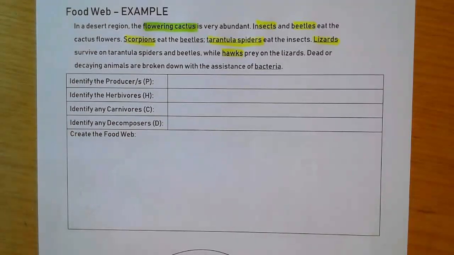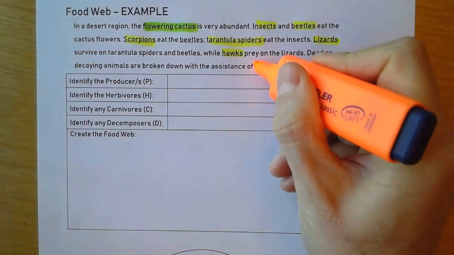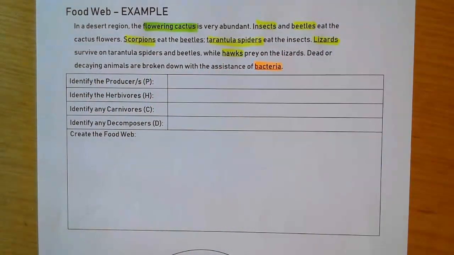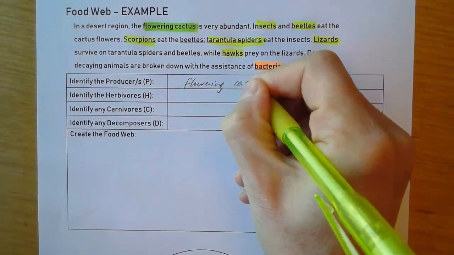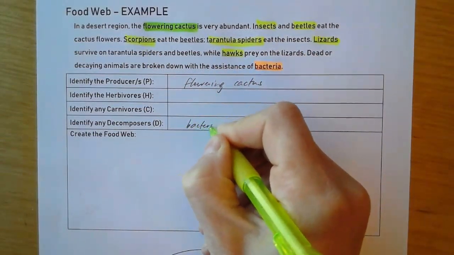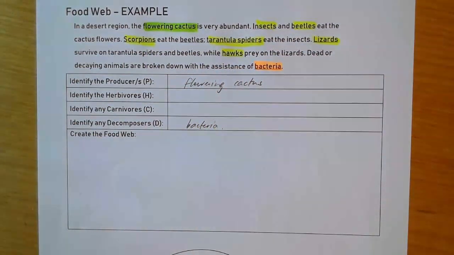Let's read on. Dead or decaying animals are broken down with the assistance of bacteria. There's my decomposer. Now we're ready to draw the food web, knowing that there's just one producer. But sometimes there's more than one producer.